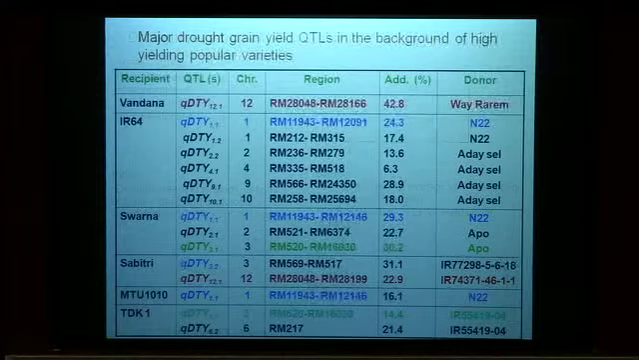And this is a slide from the breeding group showing the different QTLs they've identified, the additive effect, and the donor. Basically these are all QTLs, or segments of a chromosome, that were identified for reproductive stage drought stress, and they are introgressed in the background of popular mega varieties. So these are varieties that are grown on millions of hectares in target environments in Asia, and they're high yielding when it's well-watered, but they're very drought sensitive if there's not a lot of water.